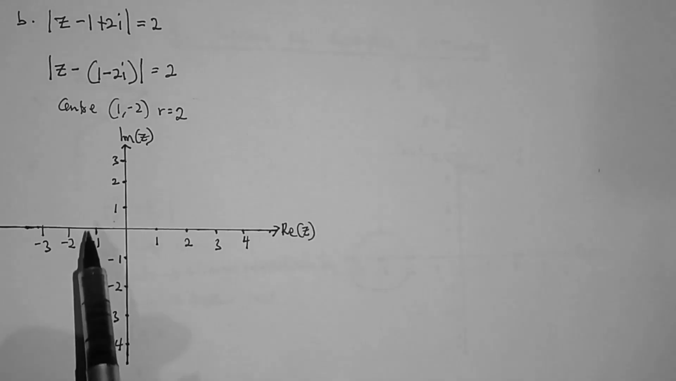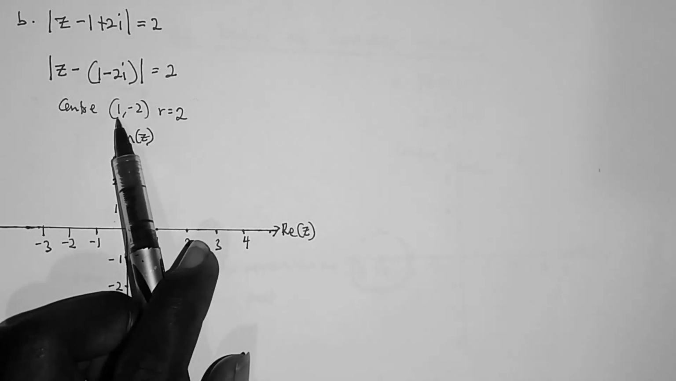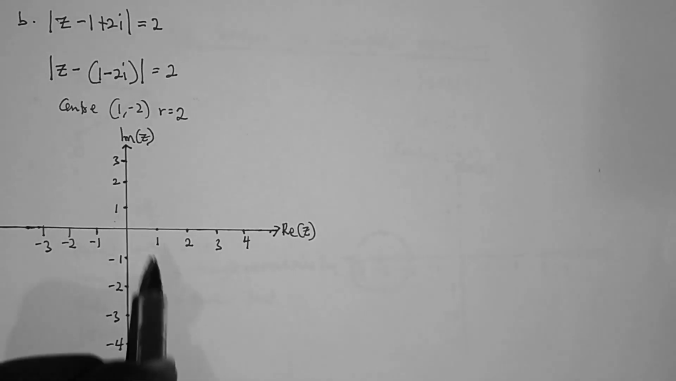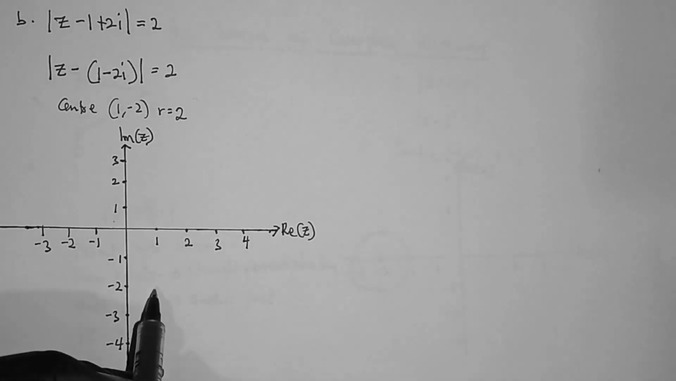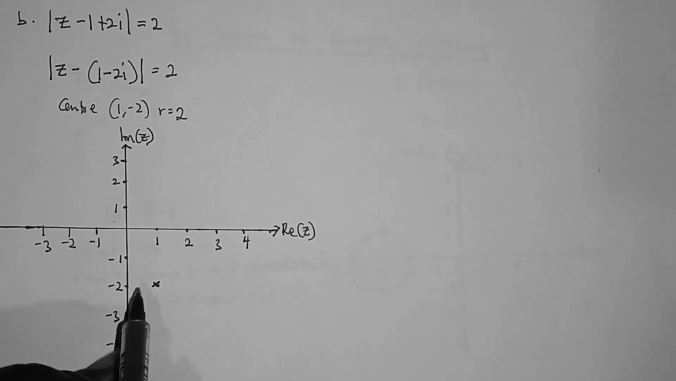So let's represent this on an Argand diagram. This is how our Argand diagram will look. The center of the circle is (1, minus 2). So this is 1, minus 2, it's here. This is the center of the circle. And then the radius is 2 units.